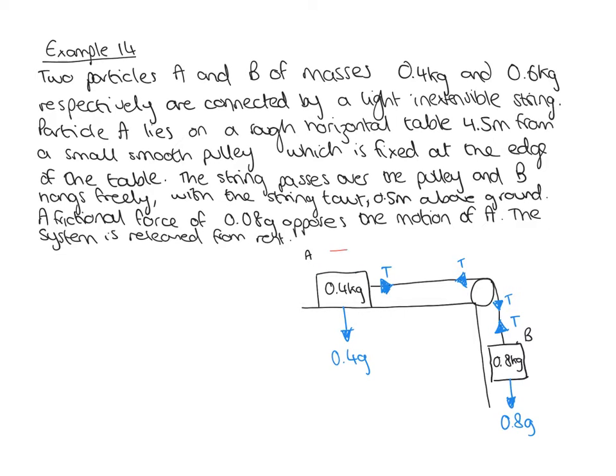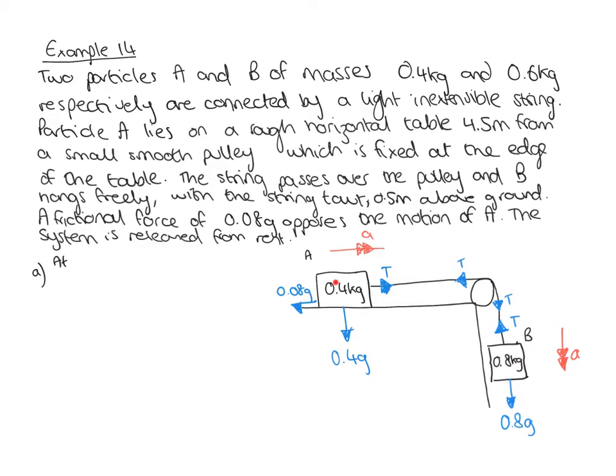The acceleration of the system, this block is accelerating to the right, and we know it's inextensible. The acceleration must be the same in both. This block is accelerating downwards. And the one other force to include is the friction force, so the 0.08 g friction, which opposes the motion.